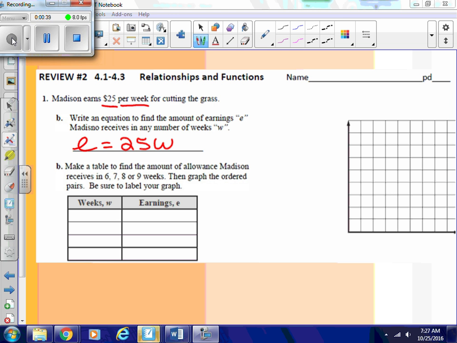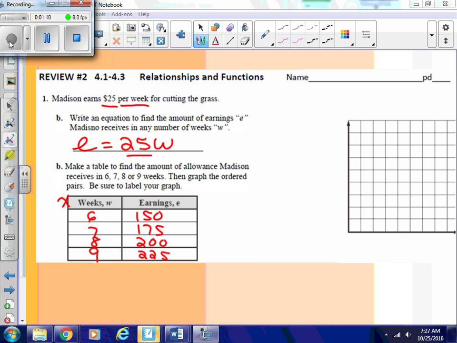So we're told to plug in for 6, 7, 8, and 9 weeks, and let's use the rule. Let's multiply those amounts by 25. 6 times 25 is 150, and then we've got 175 when we multiply by 7. 25 times 8 is 200, and times 9 is 225. Great, let's make our graph.